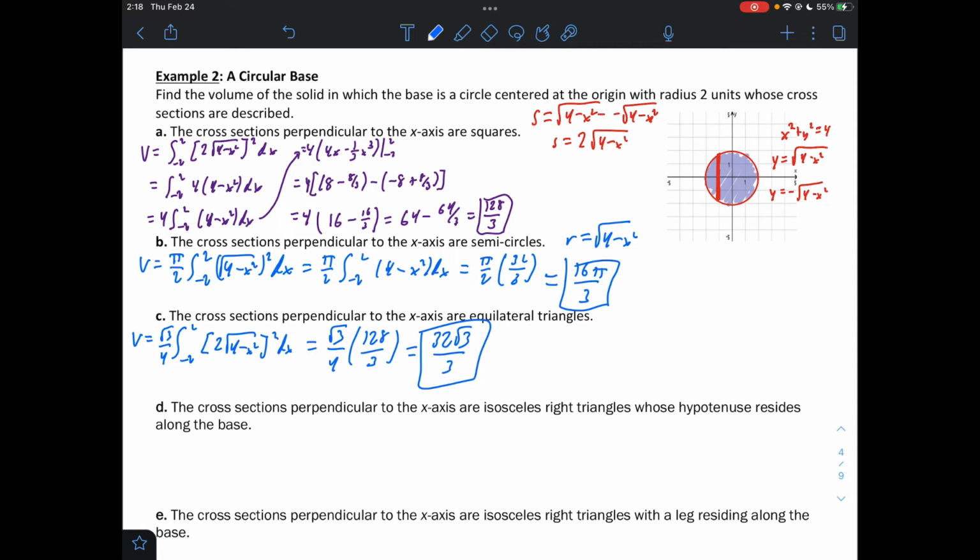Part D, the hypotenuse is 2 root 4 minus x squared. So if you think of this, it would be a 45, 45, 90 triangle. I'm not going to get into the whole details of doing the 45, 45, 90 triangle, but basically in a 45, 45, 90 triangle, the height would be half of the hypotenuse, because of the 45, 45, 90 properties that you would work with through there.